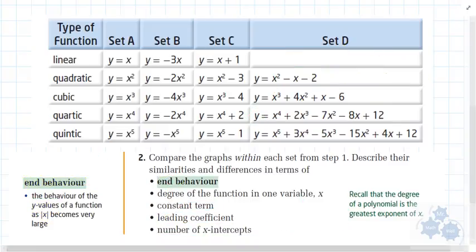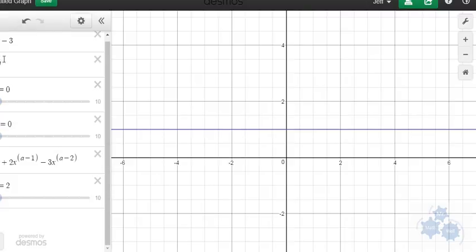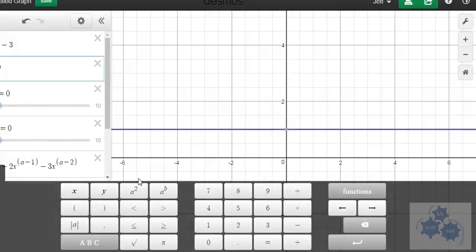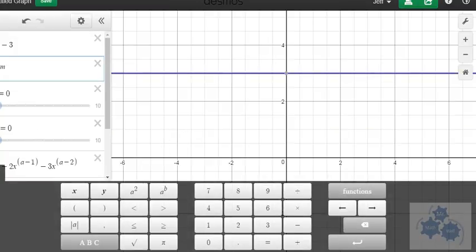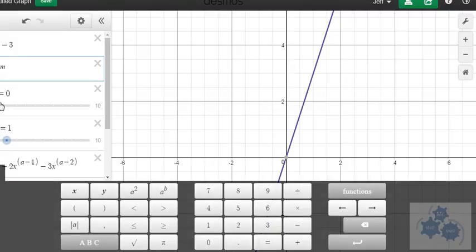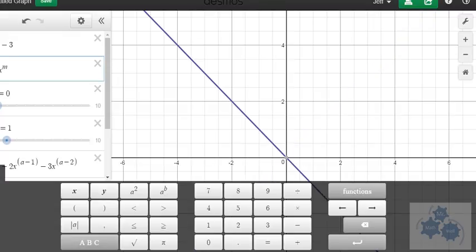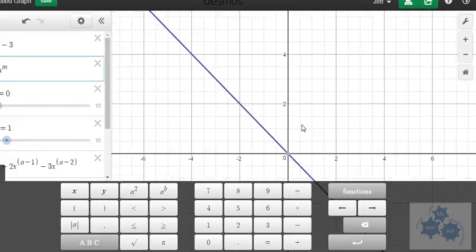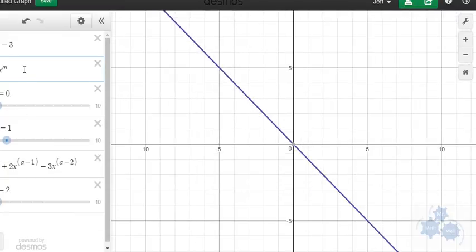Let's take a look at linear first. y equals x, y equals negative 3x, and y equals x plus 1. End behavior. What happens to the graph when, and I've lit this one up here, and let's say it's 3x to the power of, let's make that a 1. So there's 3x, here is 1x, here is negative 1x.